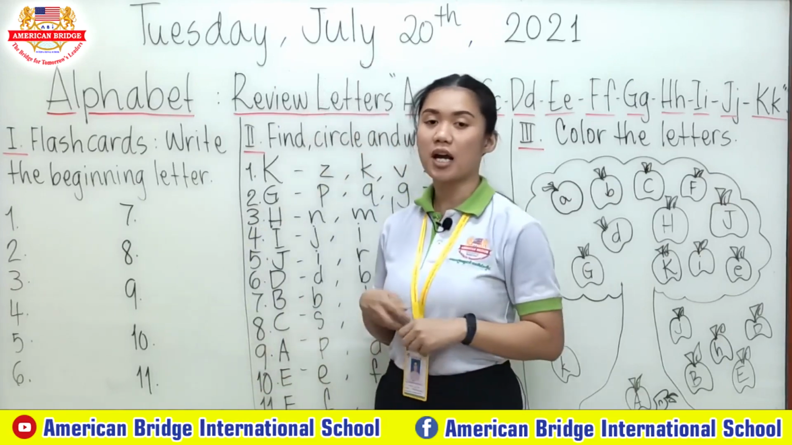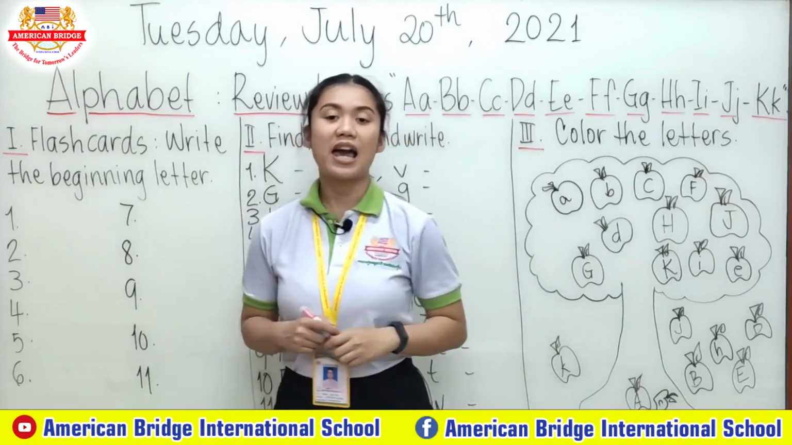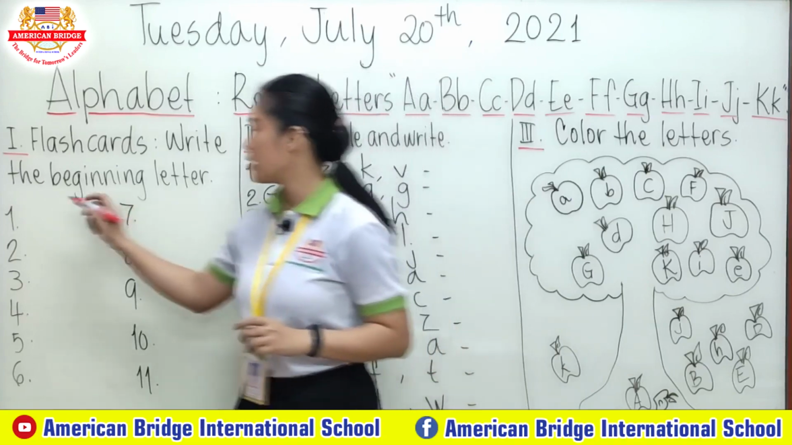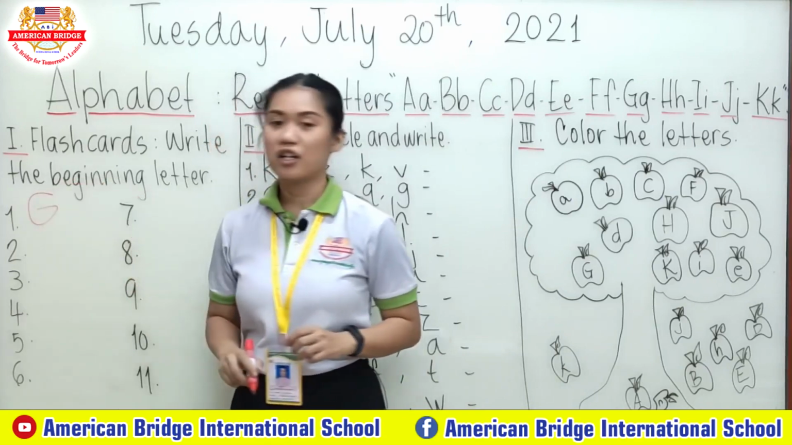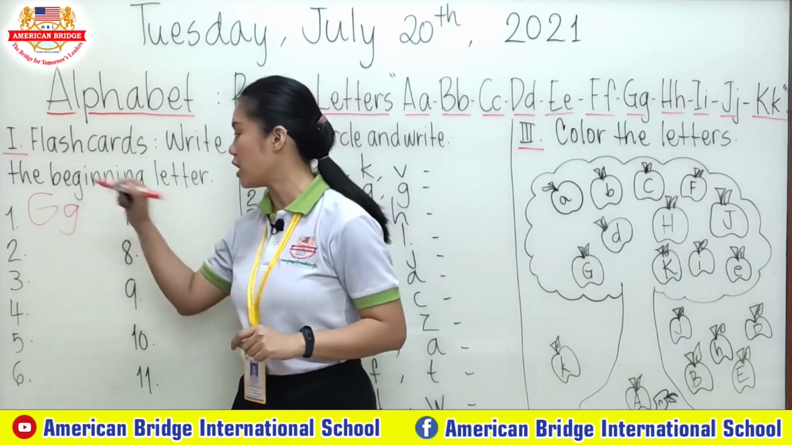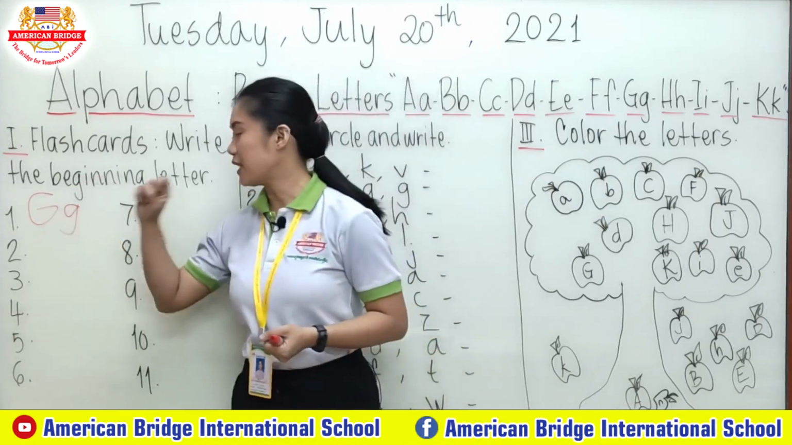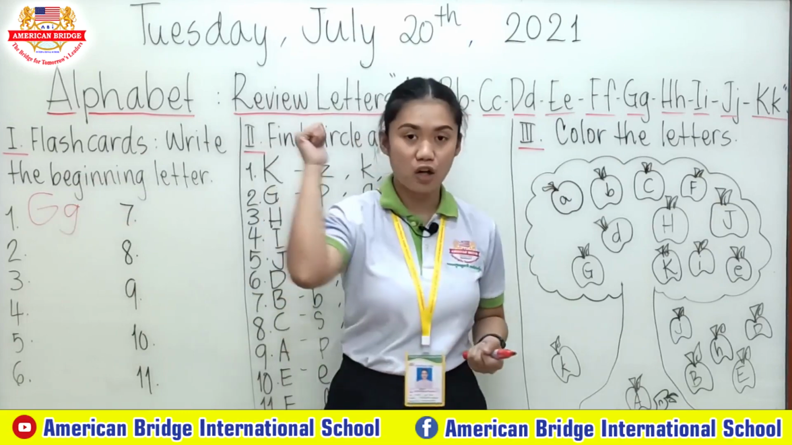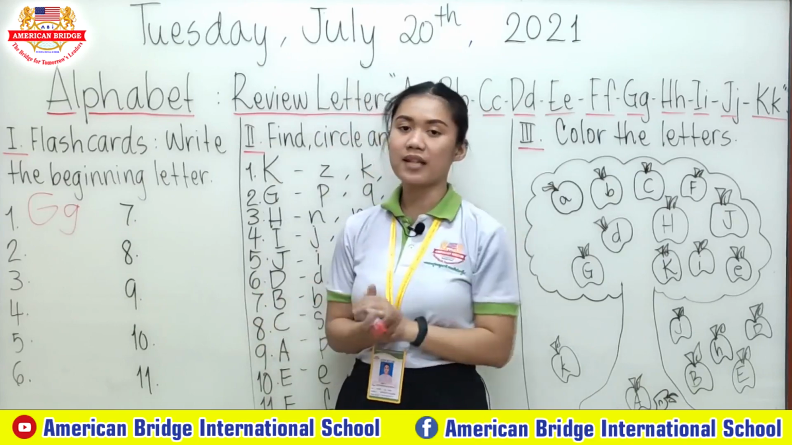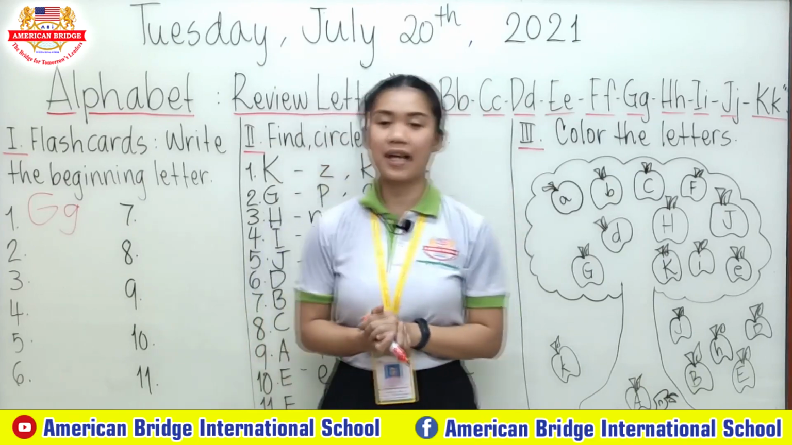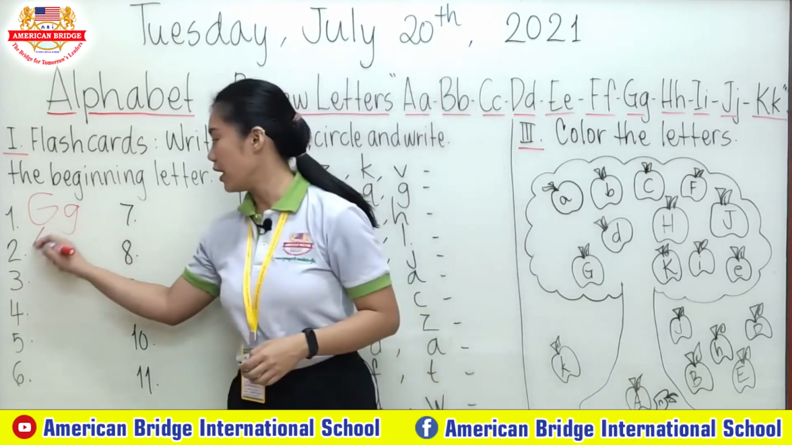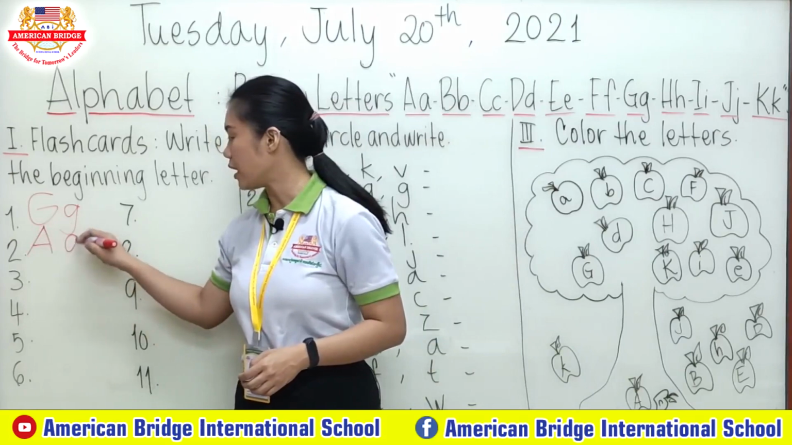Our first picture is giraffe. And giraffe is letter G. Correct. So write letter G. You can write capital G or small letter G, or capital G and small letter G is also correct. Okay? Good job. Next, number two is what? Ant. And ant is letter A. Correct. So let's write the letter A in here.